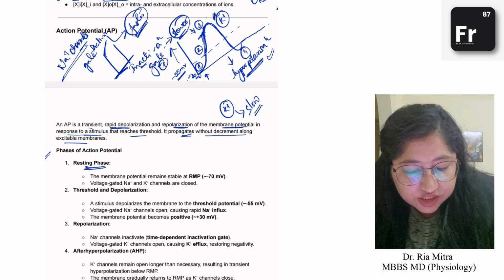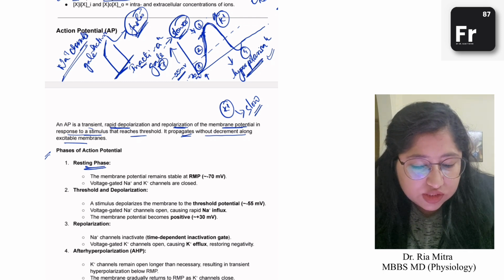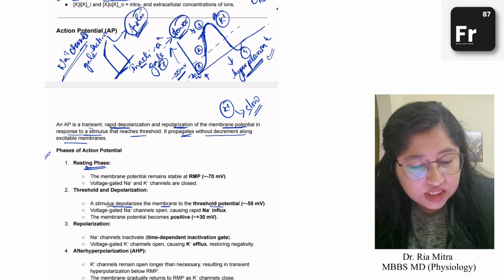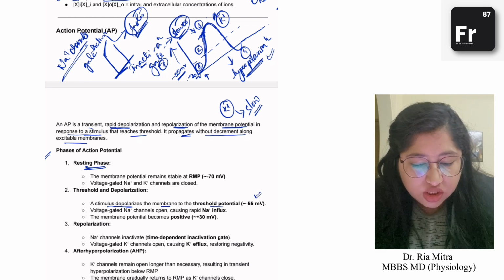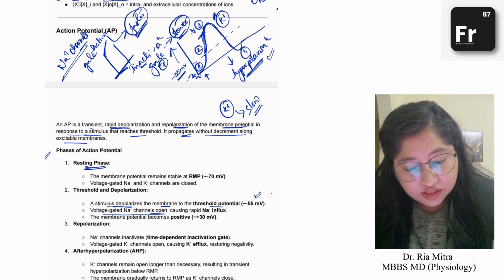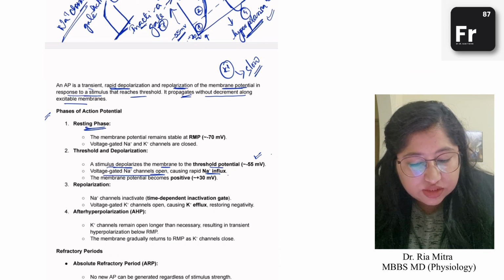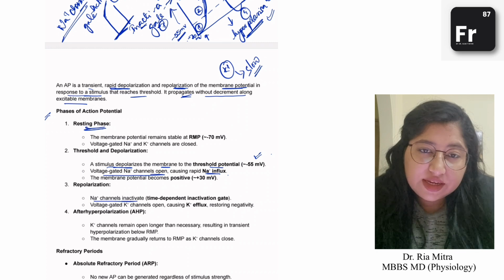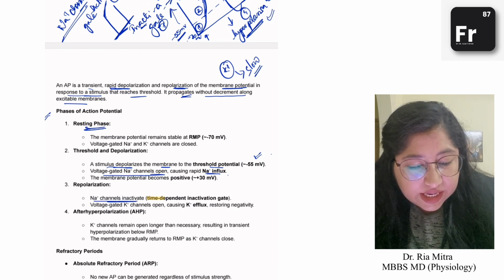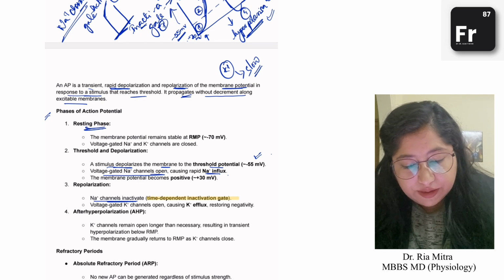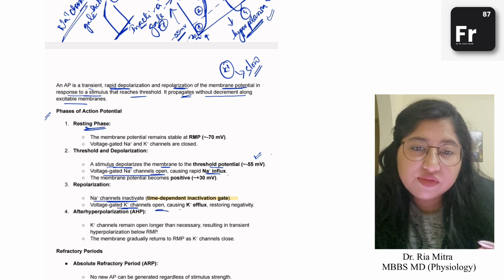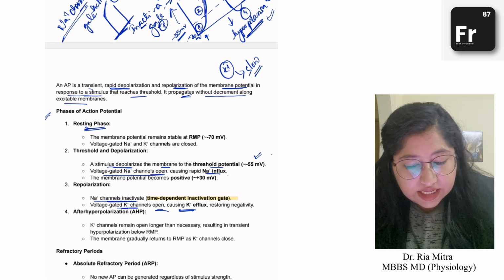So during threshold and depolarization, a stimulus depolarizes the membrane to the threshold potential, which is approximately minus 55 millivolt. The voltage gated sodium channels open, causing sodium influx. In the repolarization, the sodium channels get inactivated. This is because of the time-dependent inactivation gate, right? The voltage gated potassium channels open, causing potassium efflux, restoring the negativity.